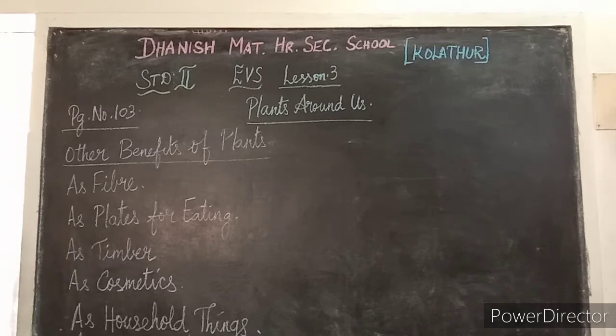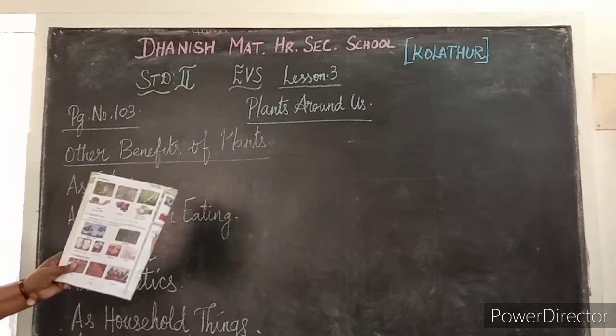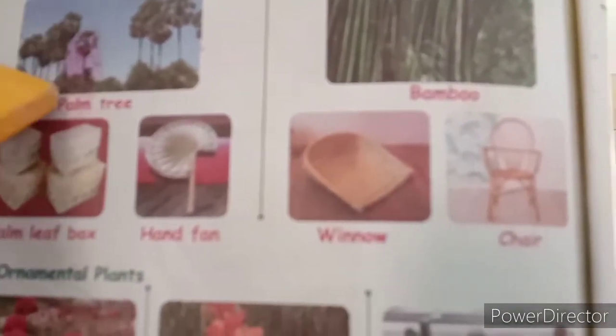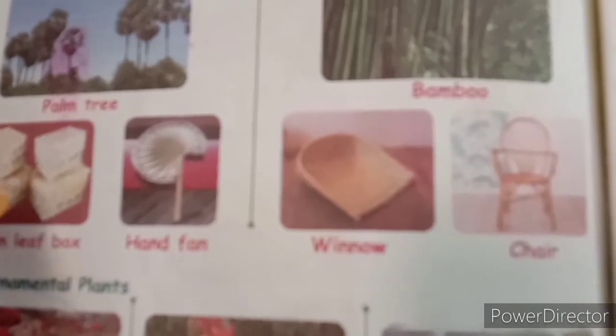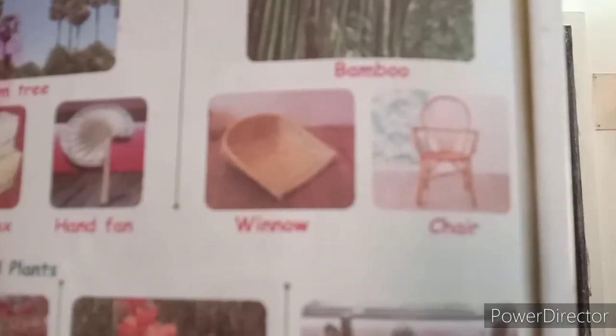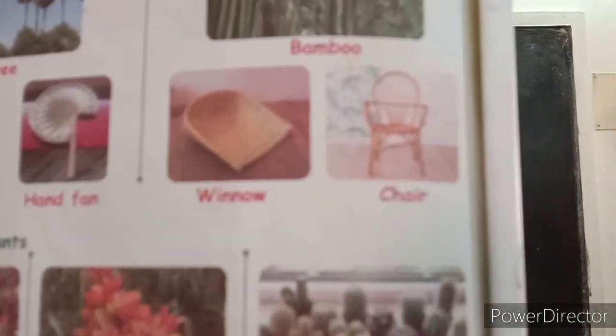So, from palm tree, they used to have... see here children, here palm tree is here. From this palm tree, you will get palm leaf box. Like this, they will do the box it seems. And hand fan. Have you seen this one? Yes, right? You also seen this also, this box and all. So, from the palm tree, we will get leaf, that is this box type. Then hand fans they used to make it seems.